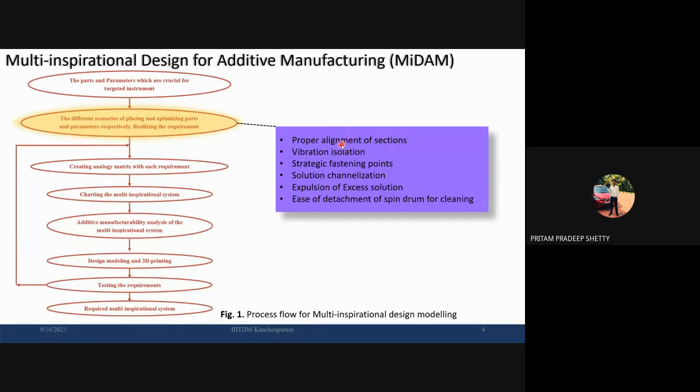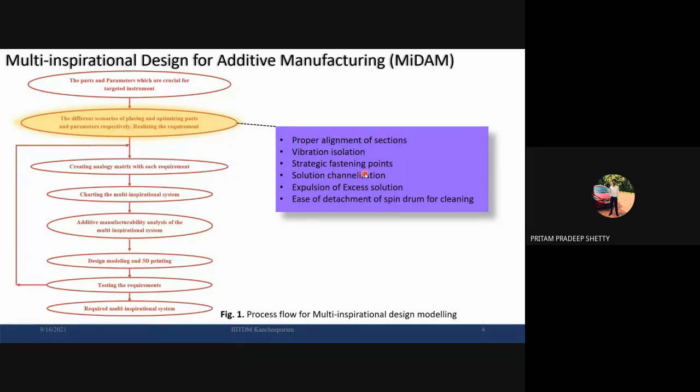So we recognize all these things. That is, we know the proper alignment of sections. Display should be properly placed in a strategic location. You have to align motors, and you have to align sensors around it, so that you can get the measurement of RPM. You have to know the strategic locations of vibration isolation, because you can't simply place the isolators where there is no vibration. You want dampening to happen in the locations where higher vibration is there.